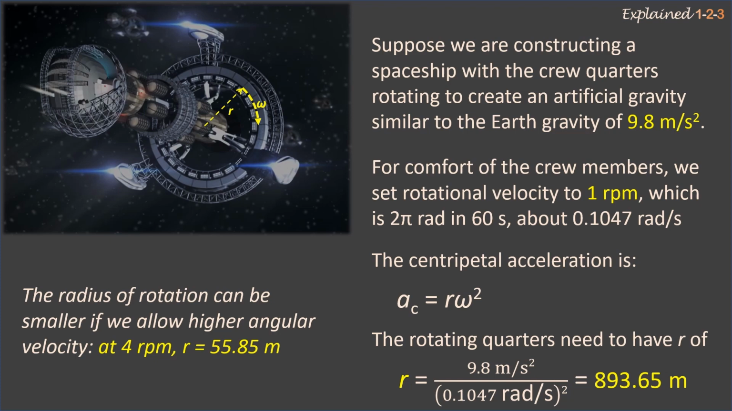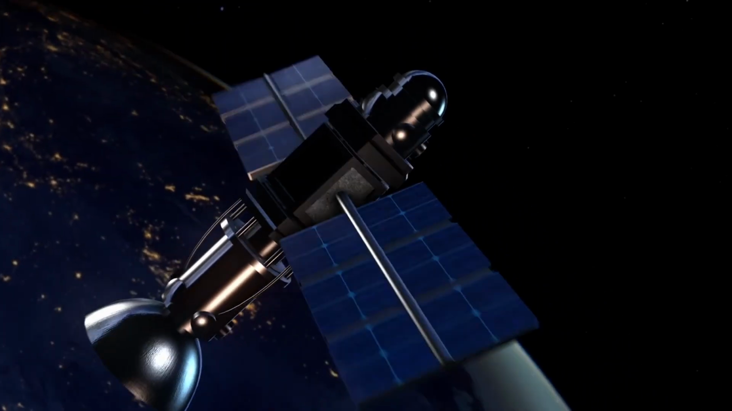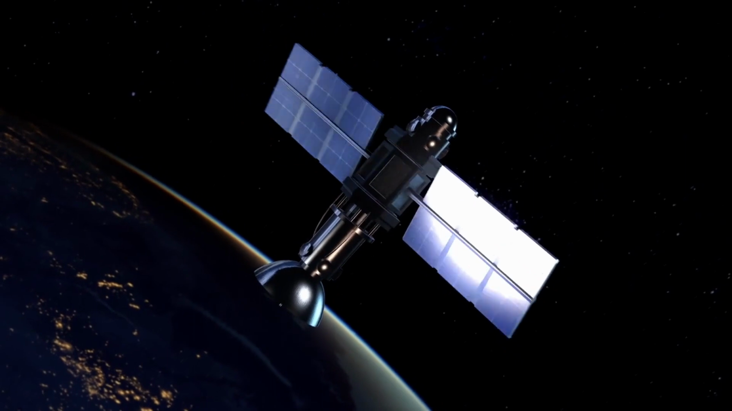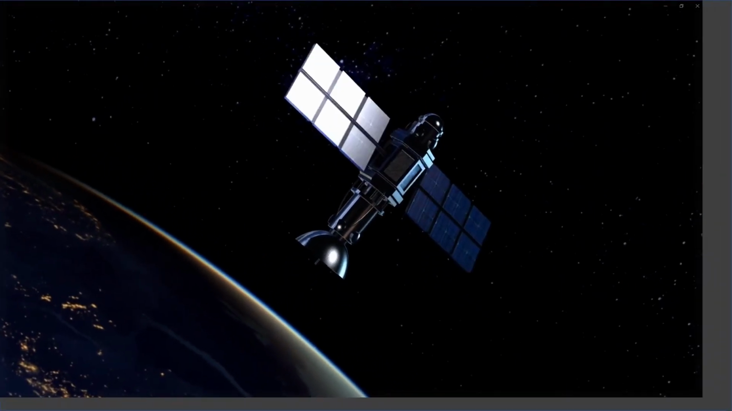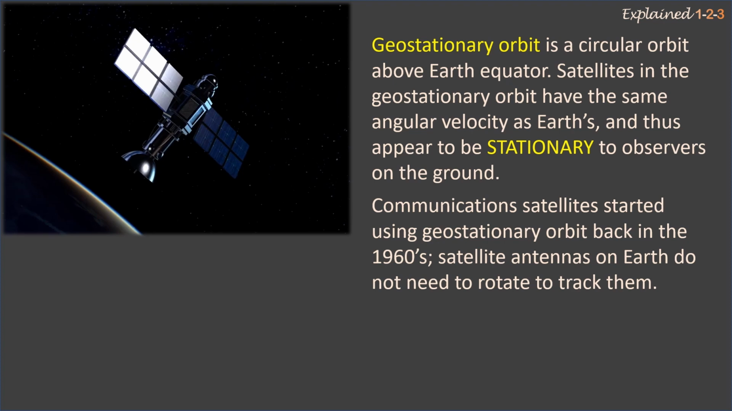It's still quite large, but certainly more manageable than the earlier 2 kilometers design. Geostationary orbit is a circular orbit above Earth's equator. Satellites in the geostationary orbit have the same angular velocity as Earth's, and thus appear to be stationary to observers on the ground. Communications satellites started using geostationary orbit back in the 1960s.